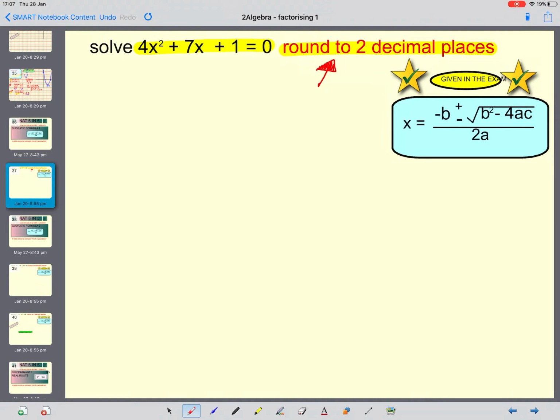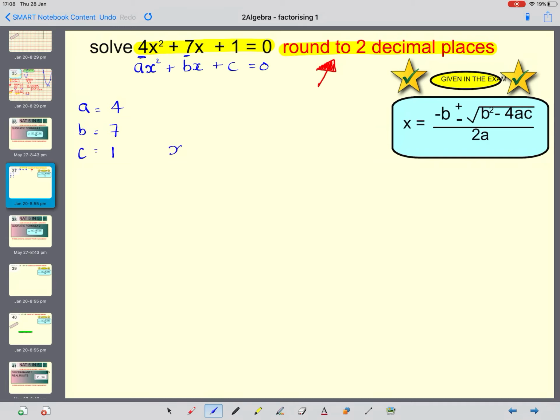Right, so let's look at what this A, B and C in the quadratic formula represent. Your A is the coefficient of your x squared, which means the number in front of your x squared. Your B is the coefficient of your x, the number in front of your x, and the C is a number at the end. So the first thing we want to do is write down our A, B and our C, and after we've done that we want to substitute those numbers into the quadratic formula. So our A is 4, our B is 7 and our C is 1.